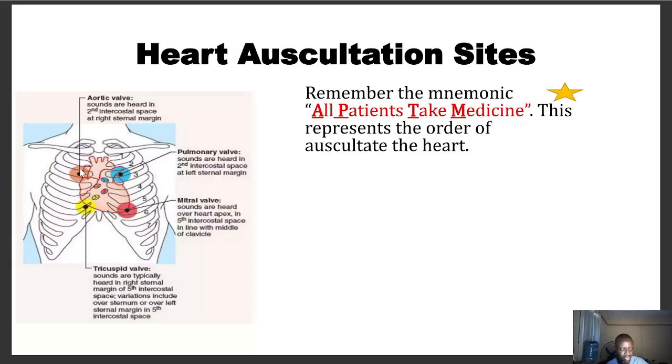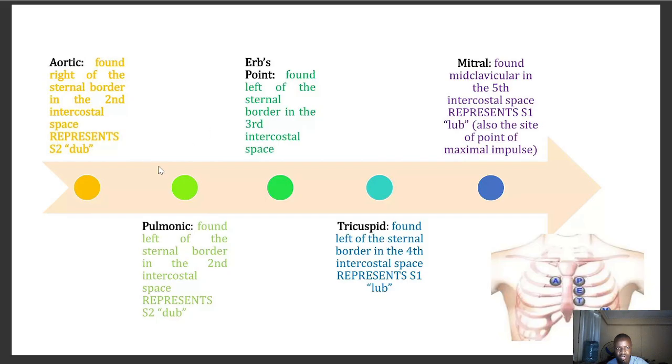Remember, we first identify the intercostal space, don't forget about that. Then the pulmonic valve, which is found at the left sternal border, second intercostal space. So it's the opposite of the aortic valve. On the other side is where we get the pulmonic valve. You can check here. Then the third one is Erb's point. It's always found left of the sternal border, in the third intercostal space. So from the second intercostal space, left sternal border, where we found the pulmonic valve, when we move one step down, we find Erb's point.